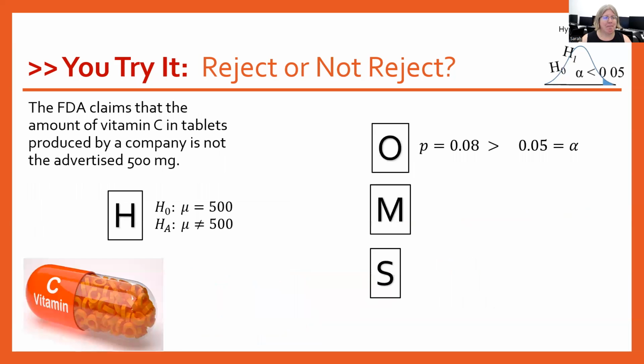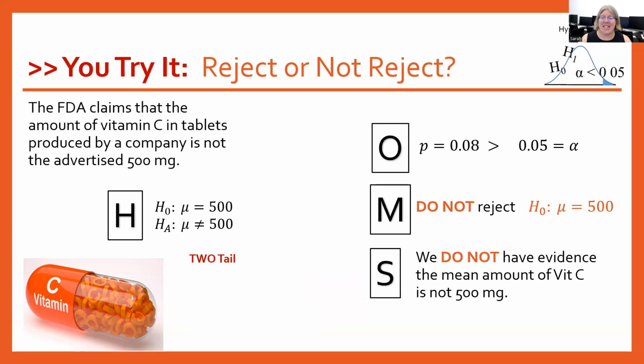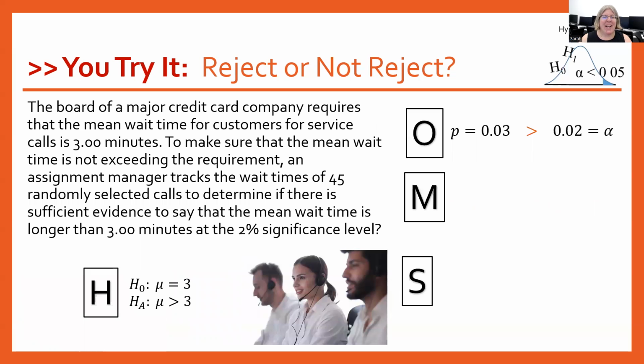The FDA claims that the amount of vitamin C in tablets produced by a company is not the advertised 500 milligrams. So our null was mu is equal to 500, and our alternative was that mu is not equal to 500. That makes this a two-tailed test. With a p-value of 8% compared to a 5% alpha, we do not reject since our p-value is bigger. So we do not reject the null hypothesis. So the story in this context is that we do not have evidence the mean amount of vitamin C is not 500 milligrams. All right, last one.